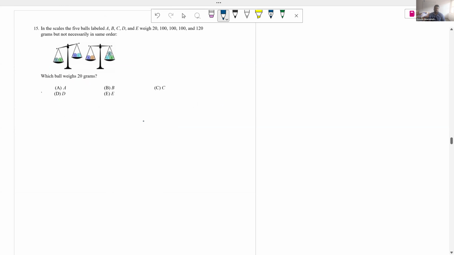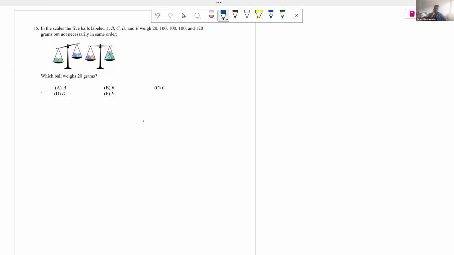Question number 15. In the scales, the 5 balls labeled A, B, C, D, and E weigh 20, 100, 100, 100, and 120 grams, not necessarily in the same order. The question is, which ball weighs 20 grams? Now let's see how to arrive at the solution the fastest, without even worrying about other balls.